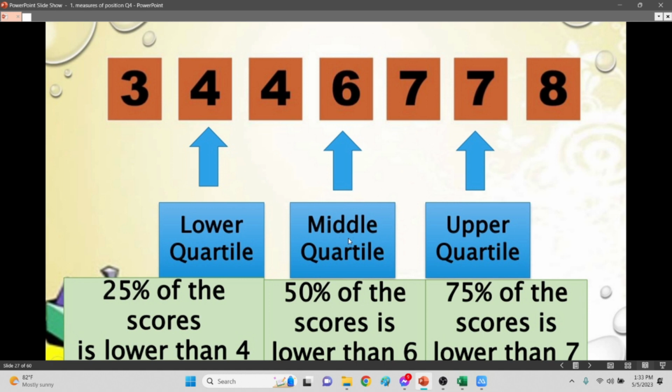Next, the middle quartile is the 50% of the scores is lower than 6. Okay, so yung 50% of the students, ang score is lower than 6. And lastly, the upper quartile is 75% of the scores is lower than 7. Okay, so that's how to explain or to justify your data. Okay, next.